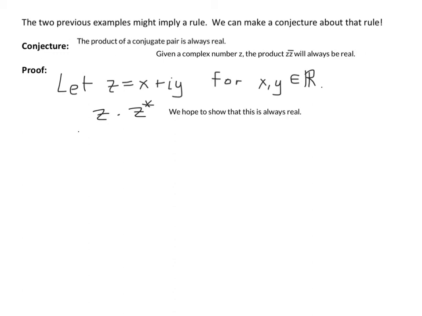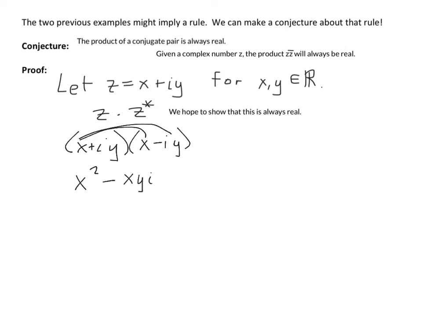Well, let's see here. If z is x plus iy, then z star is x minus iy. Okay, so now if we multiply this out, x times x is x squared. x times negative iy is minus xyi. iy times x is plus xyi. I can change the order because multiplication is commutative. And when I do this last one, minus i squared y squared.